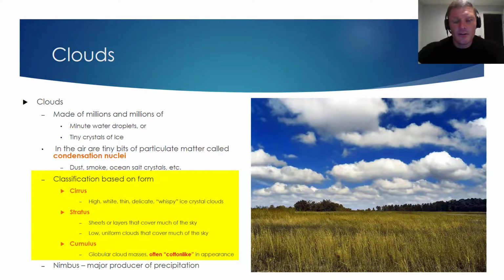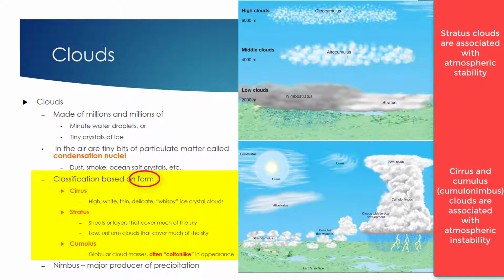Okay, let's shift our attention to cloud classification. There are two primary classification means, and on this slide we're going to talk about cloud classification that's based on form. All of the clouds that you see in the sky on a daily basis can be lumped into one of three categories. We have cirrus clouds, stratus clouds, and cumulus clouds. A good general description for cirrus clouds are high, white, thin, delicate, wispy ice crystal clouds. These are the clouds that occur in the highest regions of the troposphere, and due to that fact they will be composed of ice crystals.